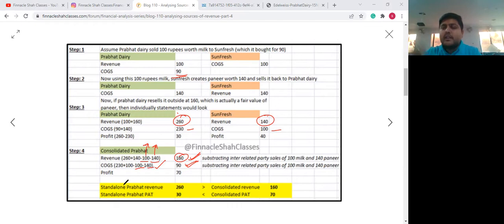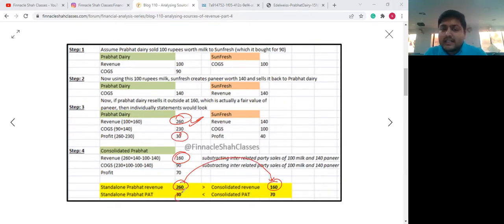Precisely how interrelated party transactions are usually cancelled out, which is where an interesting scenario comes into the picture: the standalone revenue is 260, which is definitely more than the consolidated revenue figure. And if you compare the profit figures, the profit figure of standalone is less than the profit figure of consolidated. This is a very interesting live case study which happened with Prabhat Dairy.